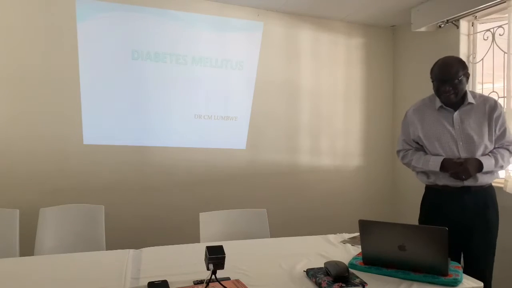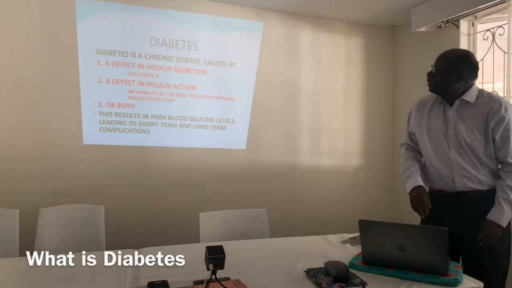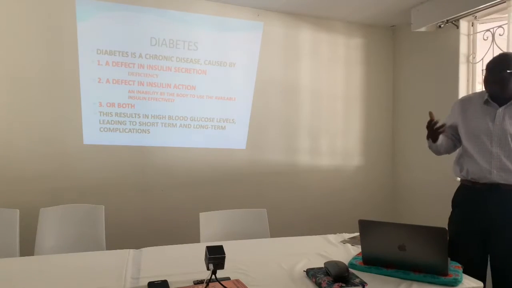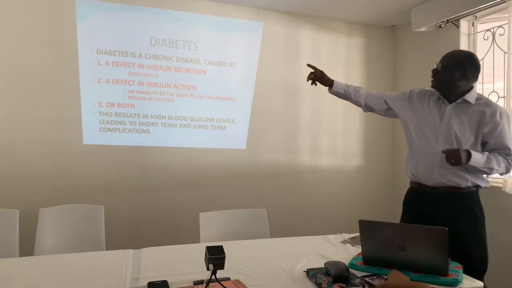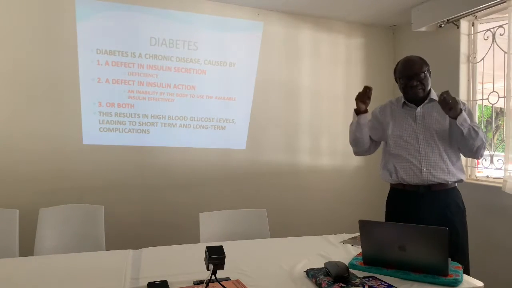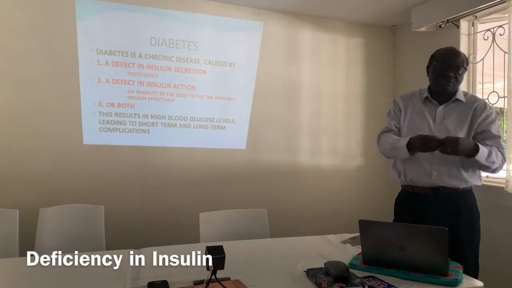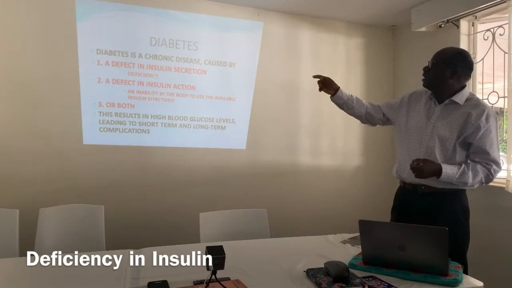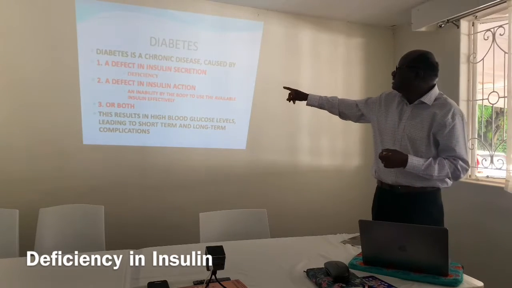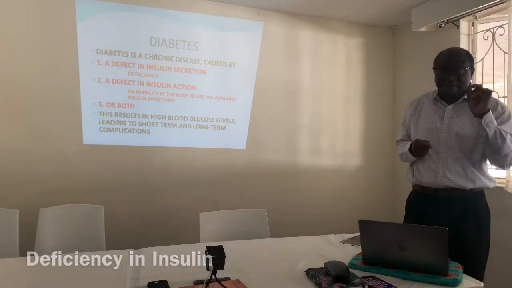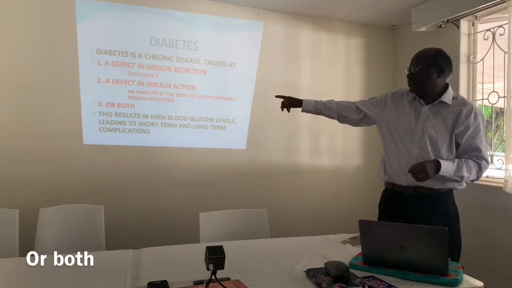Okay. Right. So diabetes. I'll try and make it a bit simple. It's a chronic condition which has two main components. One is a defect in insulin secretion. That is, there is some deficiency in the amount of insulin that is produced in the body. Or it can be a defect in the insulin action. That is, there is an inability by the body to use the available insulin effectively. Or it can be both.